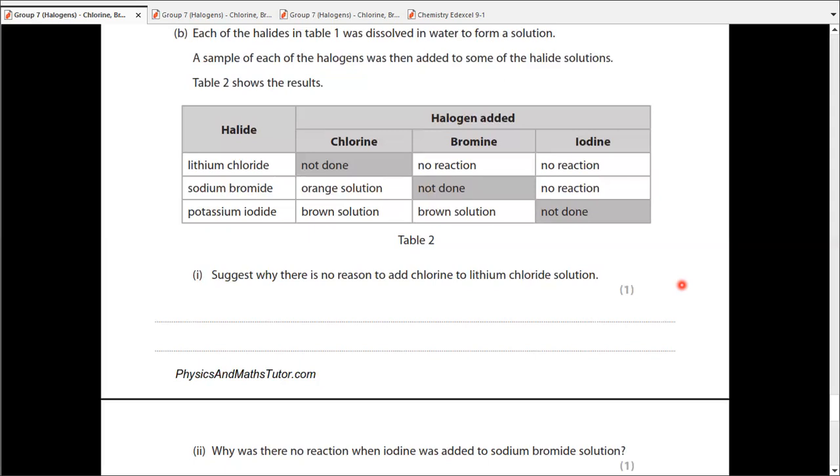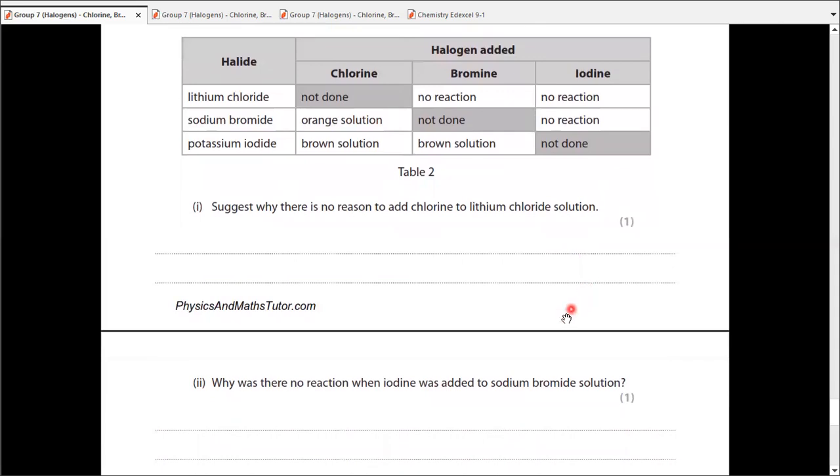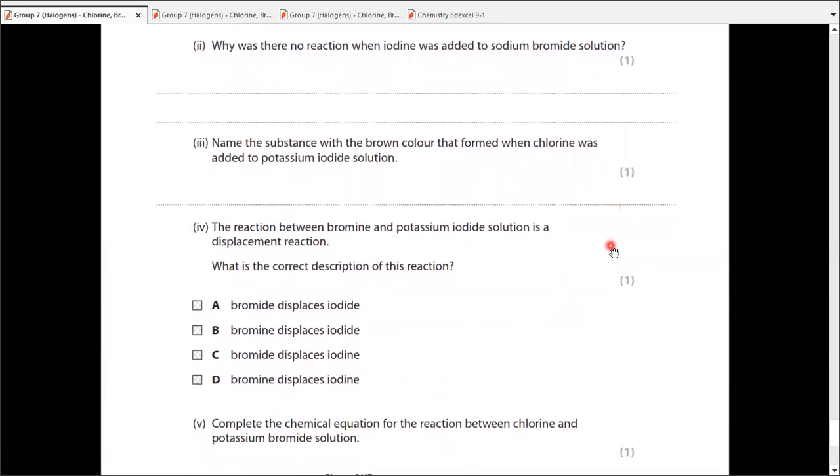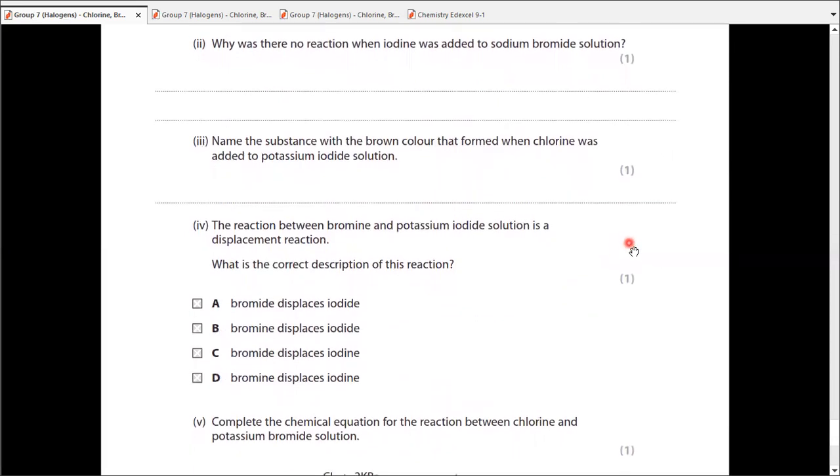And what's the reason? Is it because chlorine will not displace chloride ion? Or even if the displacement occurs, there won't be any difference. There won't be any observation to see. We can also write that they both have the same reactivity, because they are the same element. That's also a perfectly good answer.